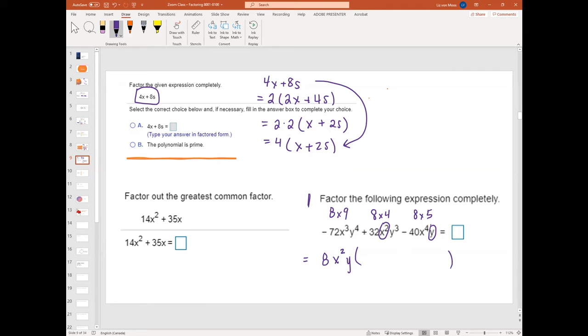And then we've got some leftovers. As soon as you have the GCF, write it down. Don't throw it away. That's the biggest mistake I see. You find the greatest common factor, you chuck it. Keep it. What's left? Minus 9xy cubed plus 4y squared minus 5x squared.